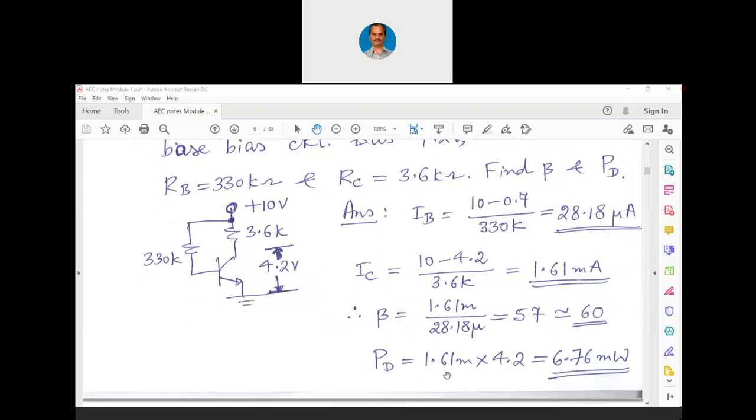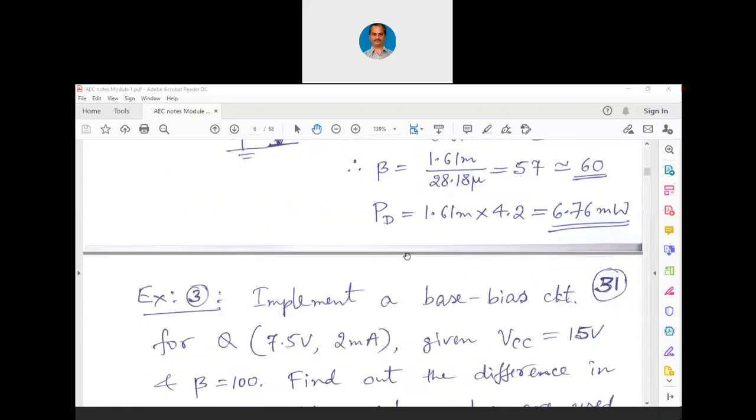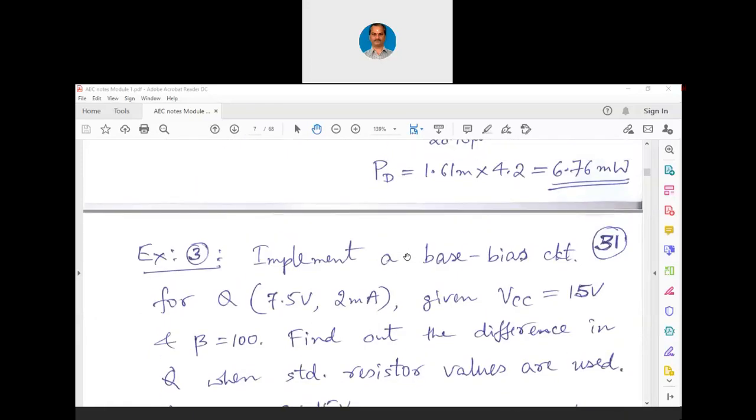Now the power dissipation is nothing but IC into VCE, voltage across the transistor into current through the transistor. Current through the transistor is 1.61 milliampere, voltage across the transistor is 4.2 volts. So here the power dissipation is 6.76 milliwatt. Can you try this out? I'll give you another 3 minutes time.